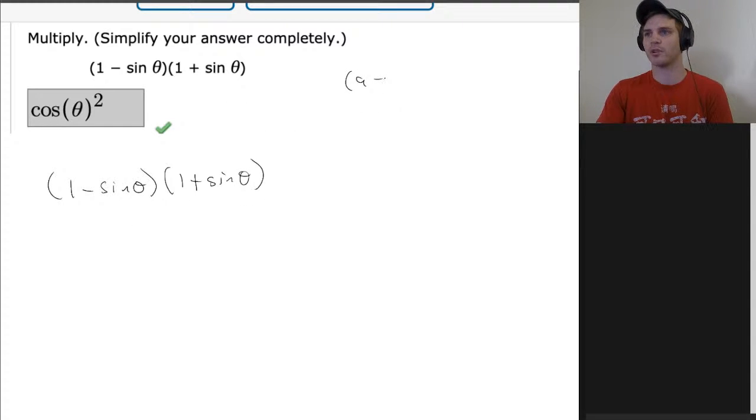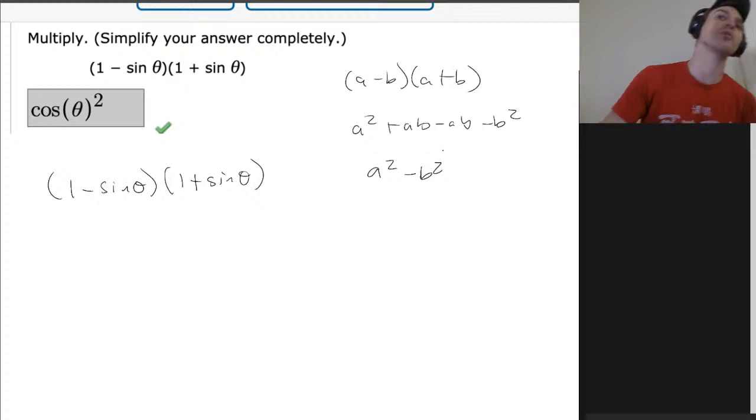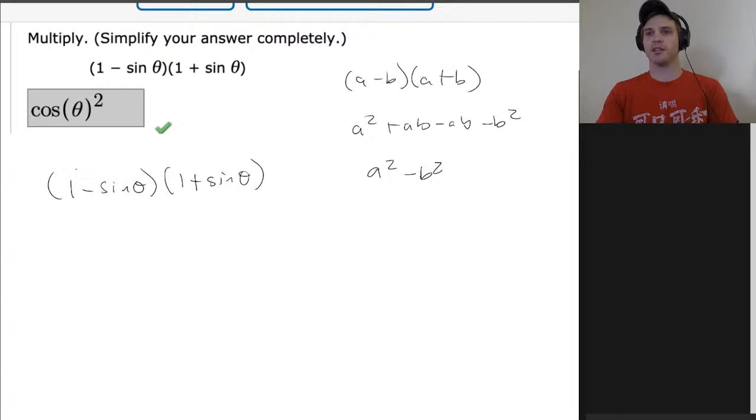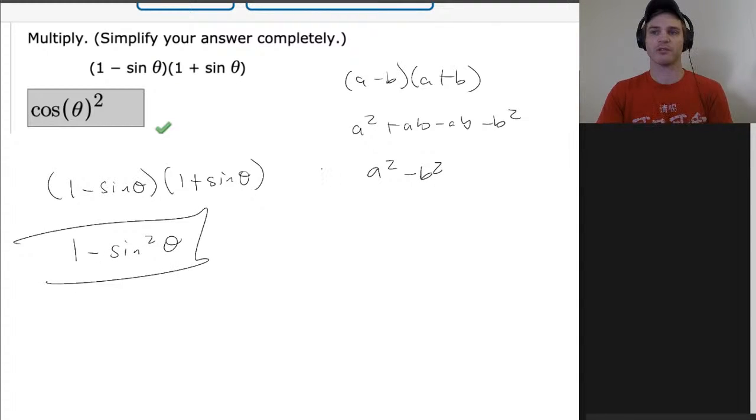Everyone will recall from Algebra 2 when you have this special product, a minus b times a plus b, this is called the difference of two squares. So if you FOIL this together, you're going to get a squared plus ab minus ab minus b squared. And these two cancel each other out. So you get a squared minus b squared. And so this is a, and this is b, and this is a, and this is b. So we just make this 1 minus sine squared of theta. So put a pin in that for a second.